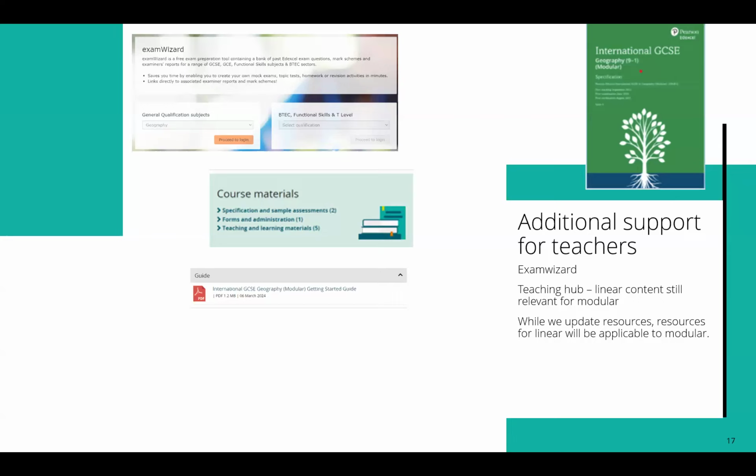There is a question in the chat box. I've been teaching with the Pearson Geography book, but I didn't have any teacher's lesson plan, like for business studies and economics. Will Pearson provide teaching lesson plans? Yes. As I said, there are teaching and learning materials available, and essentially you've got a course planner. You've also got schemes of work available for this modular course.